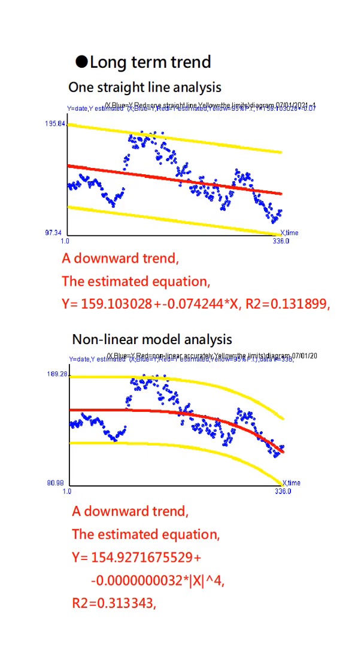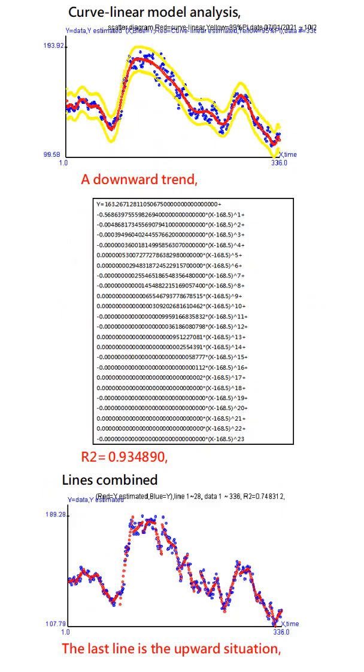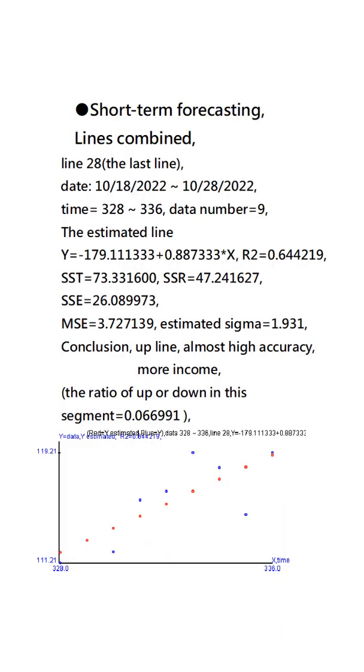Nonlinear line model analysis. The result is a downward trend. Curve linear model analysis. The result is a downward trend. Lines combined, in which the last line is the upward situation. Line 28 is the last line.